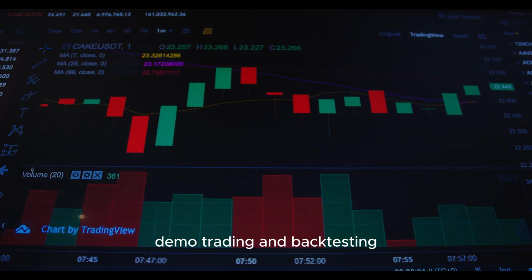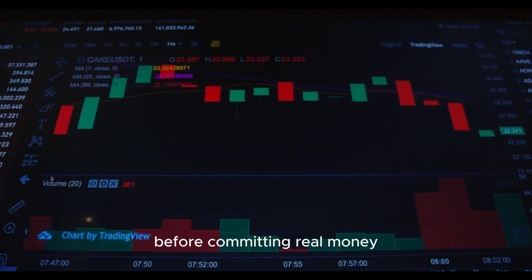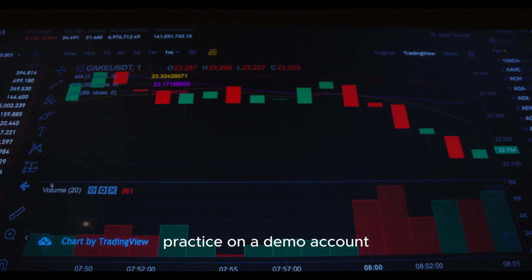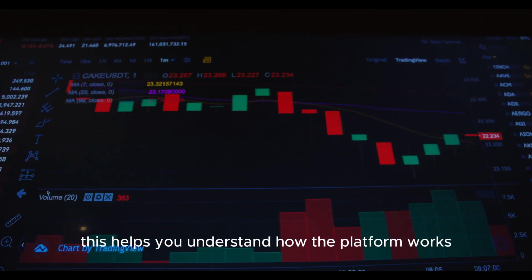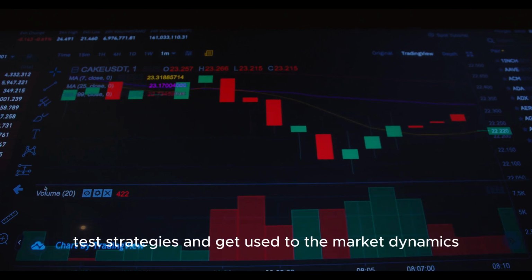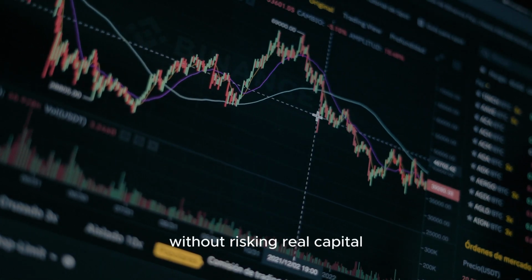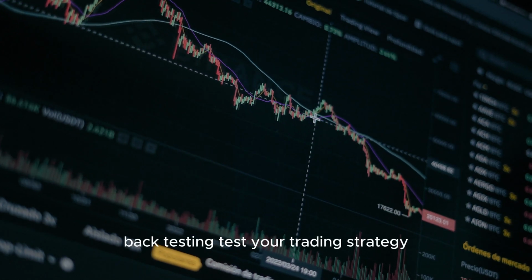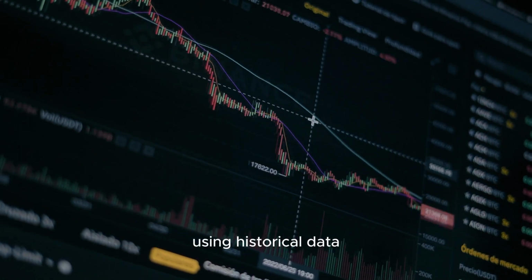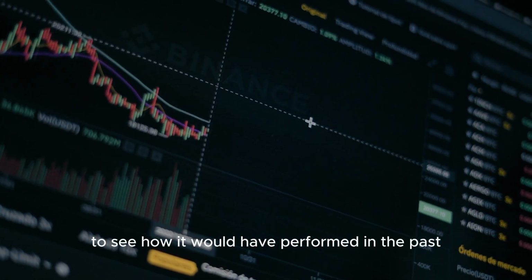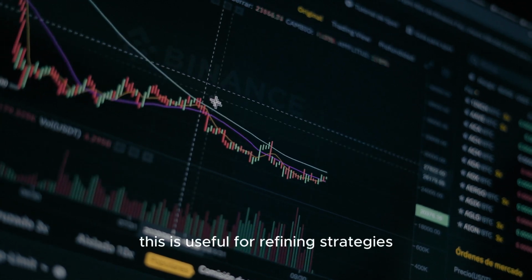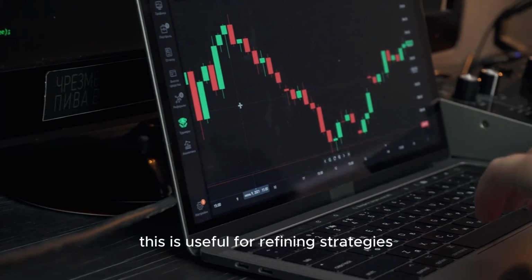Demo trading and backtesting. Before committing real money, practice on a demo account. This helps you understand how the platform works, test strategies, and get used to the market dynamics without risking real capital. Backtesting. Test your trading strategy using historical data to see how it would have performed in the past. This is useful for refining strategies.